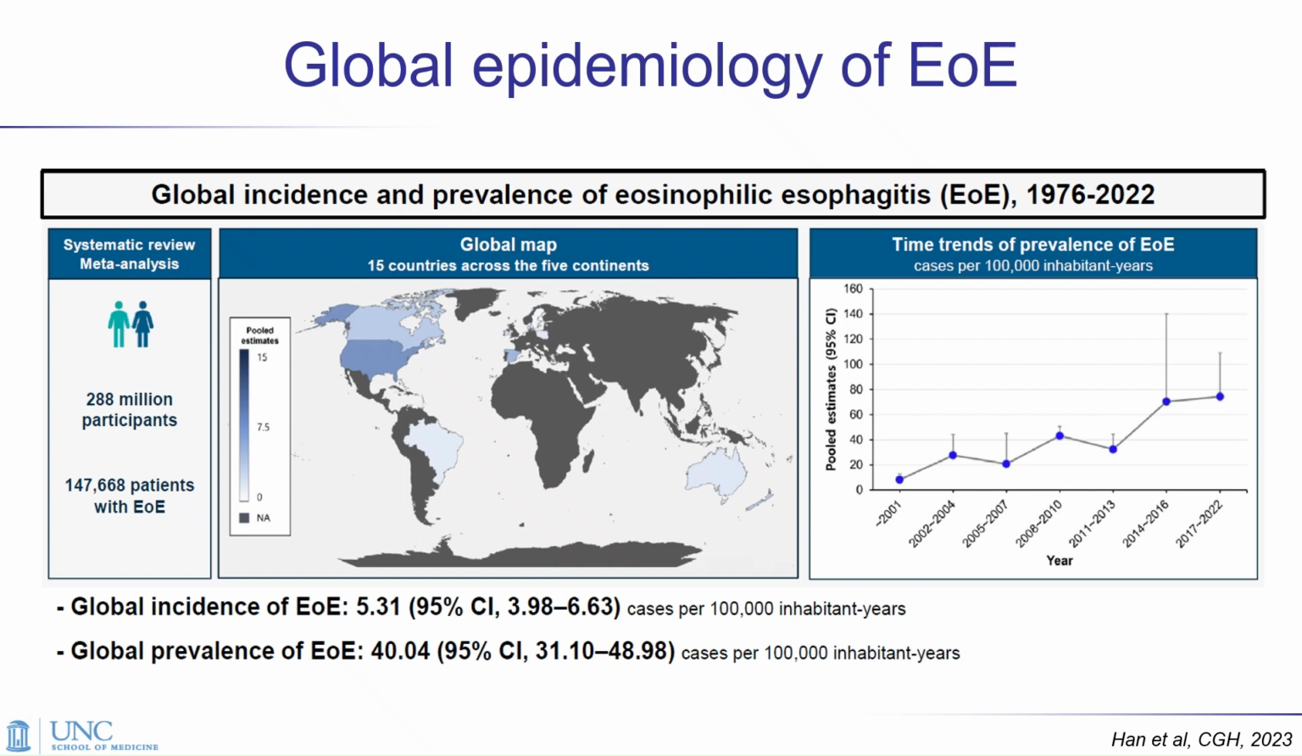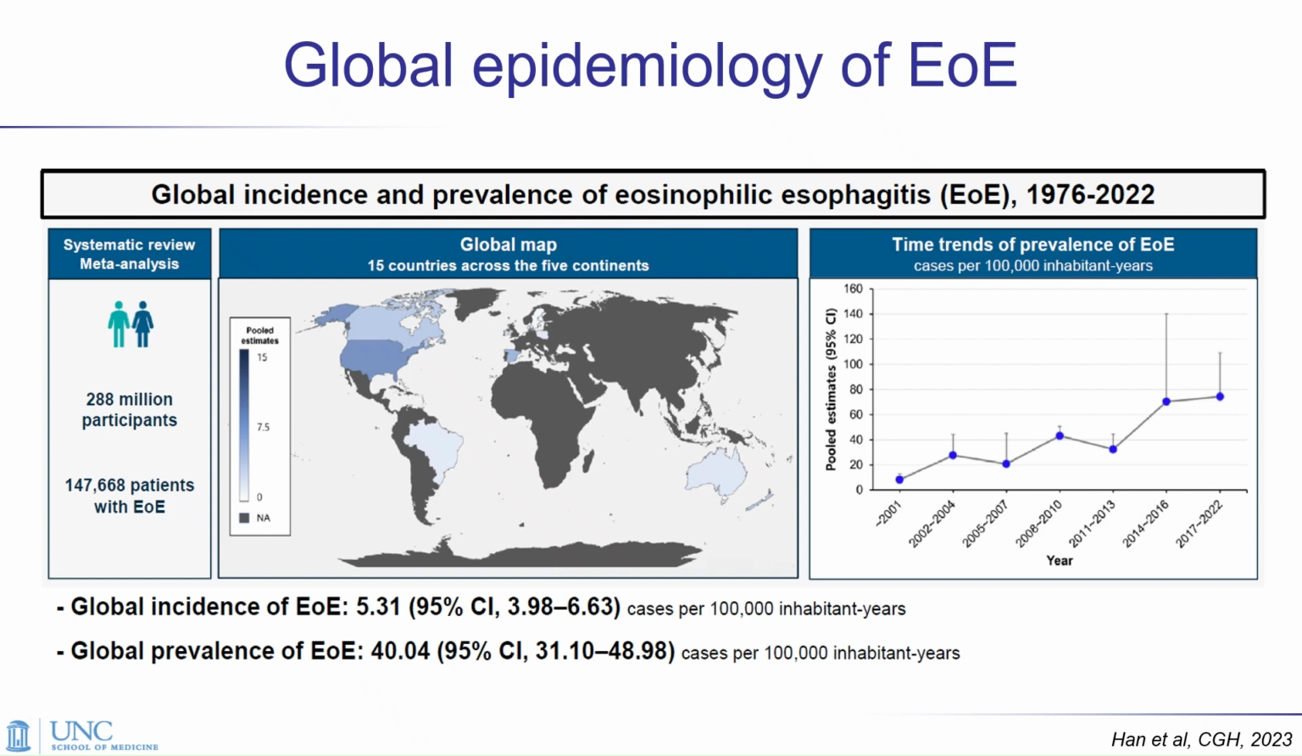Let's look at the global epidemiology of EoE. This was a systematic review and meta-analysis done a few years ago, and it looked at studies from around the world, and if you total them all up, there's almost 300 million people that they identified and nearly 150,000 people who have EoE. And basically you can see EoE all over the world. In this middle map here, you can see even in Australia, of course, many cases have been reported.